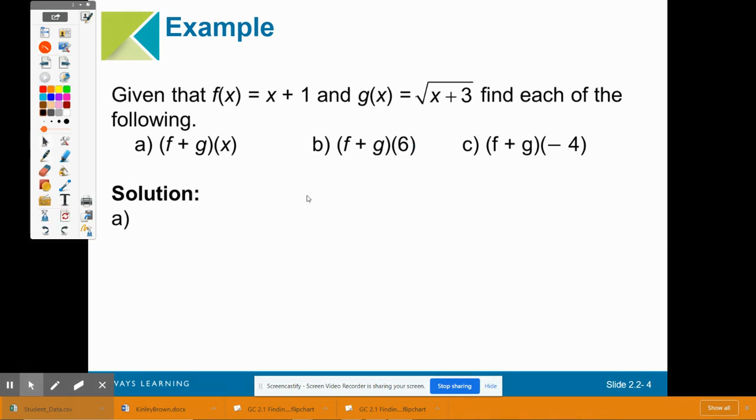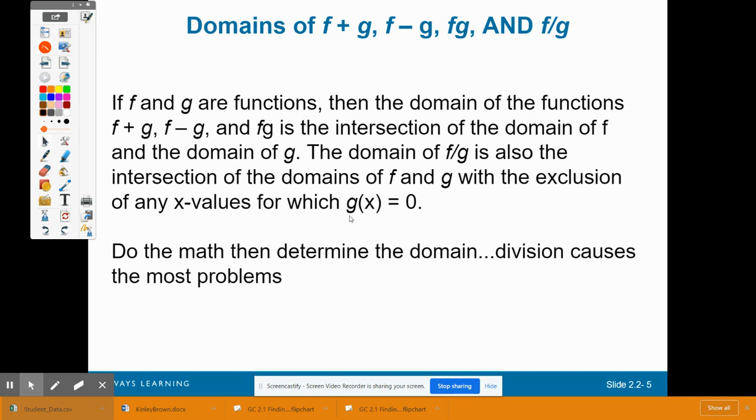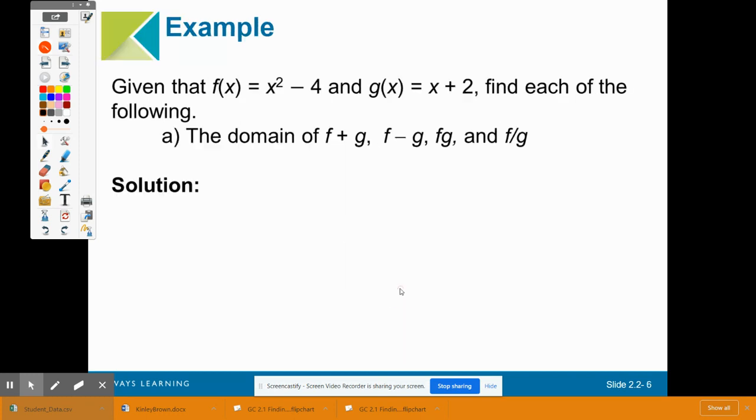So that will happen once in a while when you're working with these functions. Like we just talked about the domains, we're going to be very careful. A lot of times we're going to have to look at our answer to see what's thrown out, and just keep in mind that division will cause us the most problems.